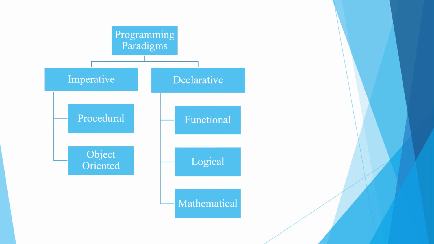There are two types of programming paradigms. First is imperative and second is declarative. In imperative, again there are two types: first is procedural and second is object oriented. Same as for declarative paradigms, we have the subtypes, that is functional, logical and mathematical.